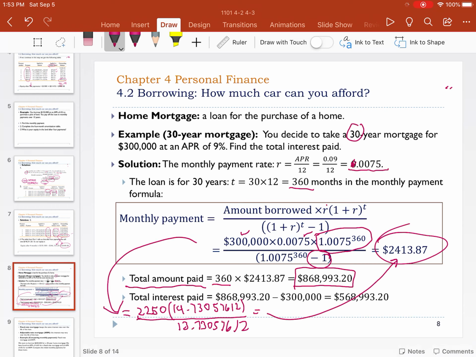And then look at the interest you paid. Because if we subtract away the price of the house, which is what's listed at, then this is the interest you pay. 868 minus 568 and change, minus 300, that is $568,000 in interest. That's more than half. That's about 2 to 1.